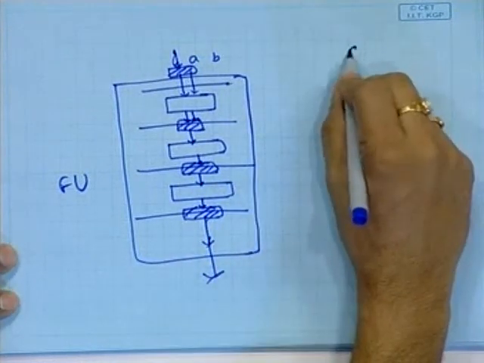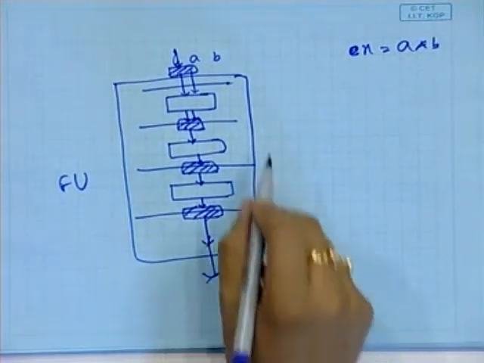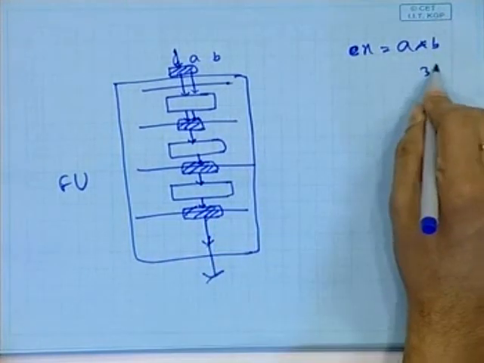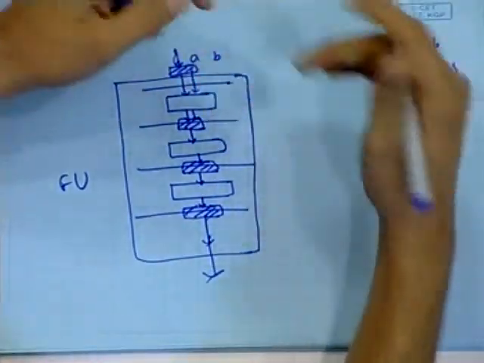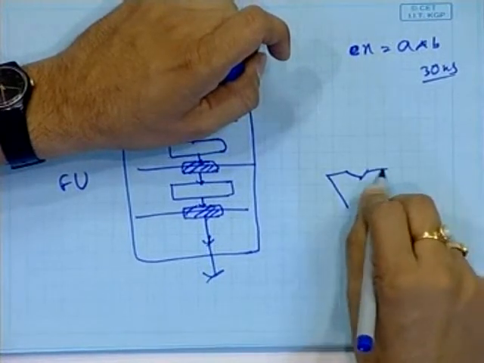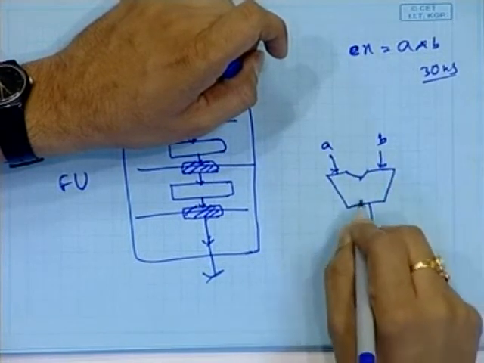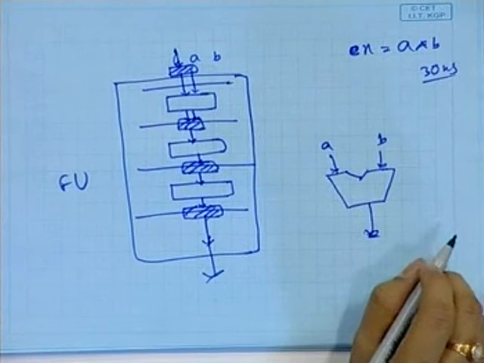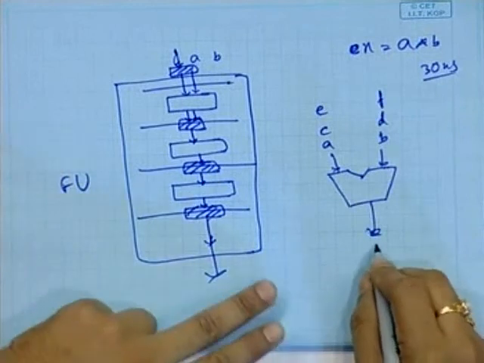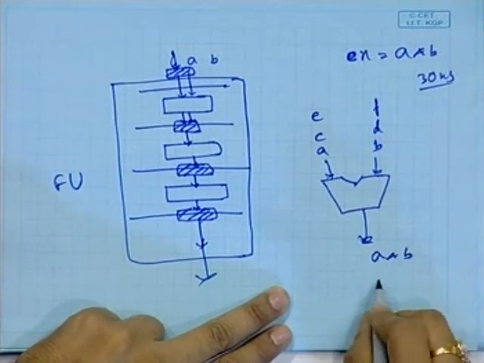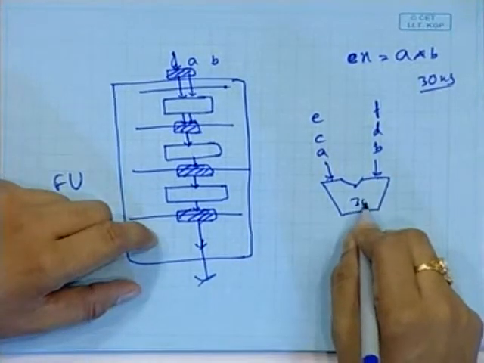It basically executes, suppose, x equal to a star b, and it takes 30 nanoseconds to execute that. If your function unit is like that, and you want to execute three operations on that function unit, how much time will it take? 90. First you feed A and B, then C and D, and then E and F. In the first frame it will be A star B, then C star D, and then E star F, and each takes 30 nanoseconds.